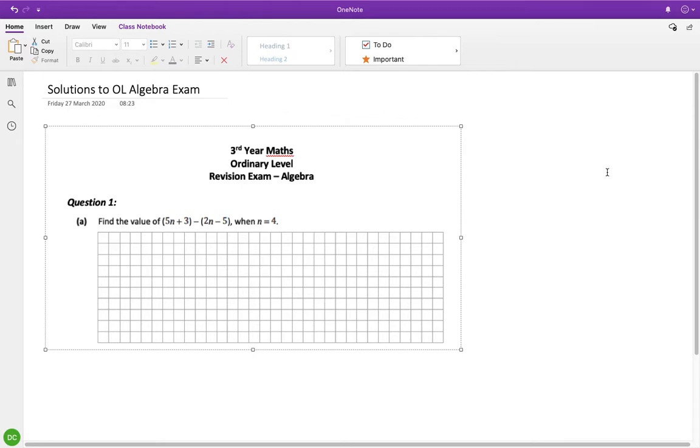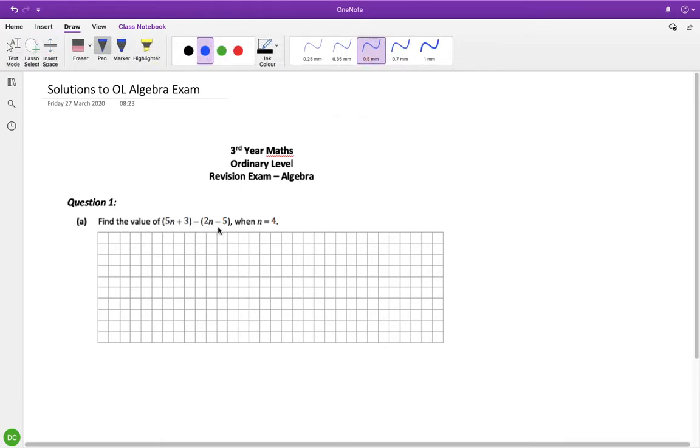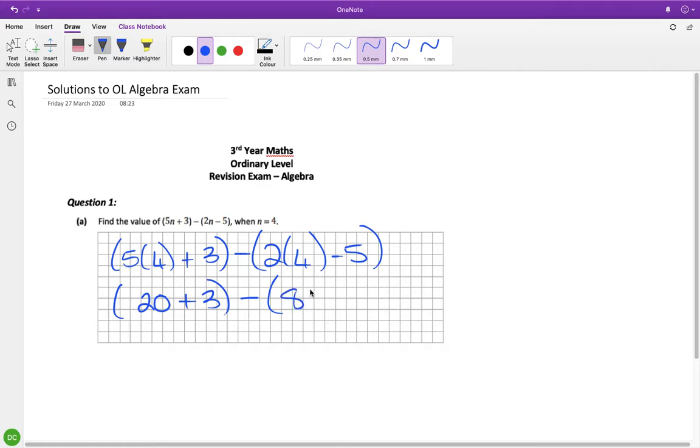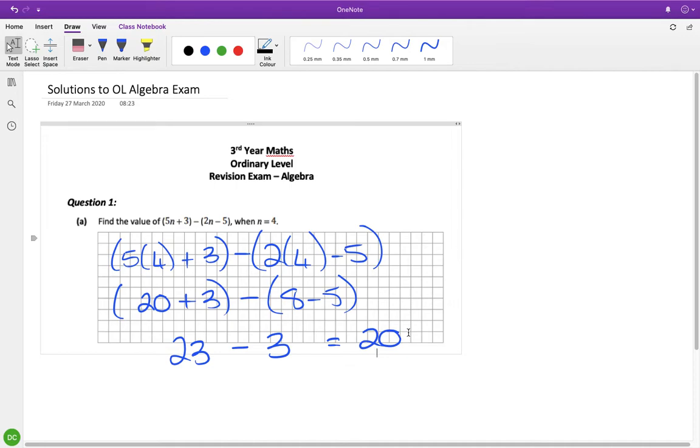Right, so find the value of this expression here when n is 4. So we have 5, and in place of n, we're going to put in 4, plus 3, close bracket, minus, open bracket, 2 times 4, minus 5, close bracket. So that is 20 plus 3, minus 8 minus 5. 20 plus 3 is 23, minus 8 minus 5 is 3. So the answer is 20.